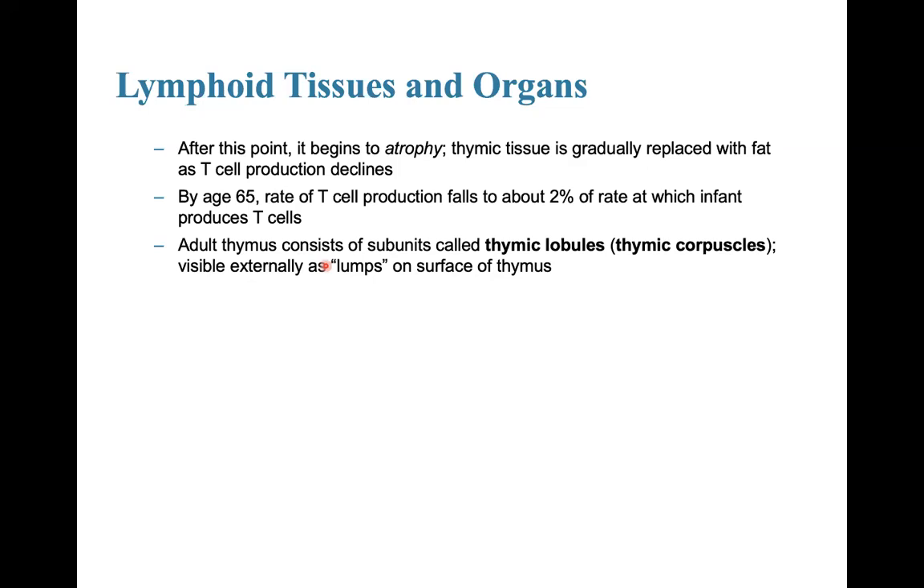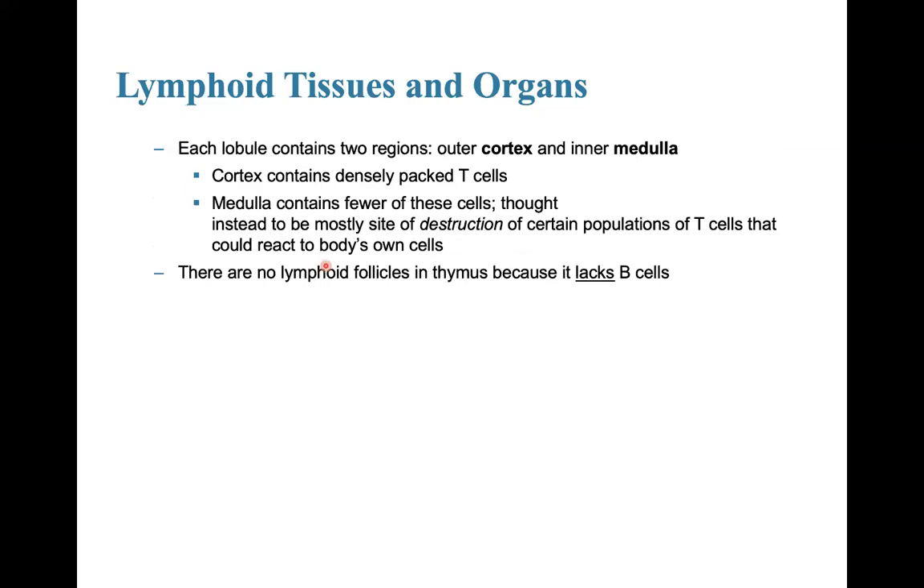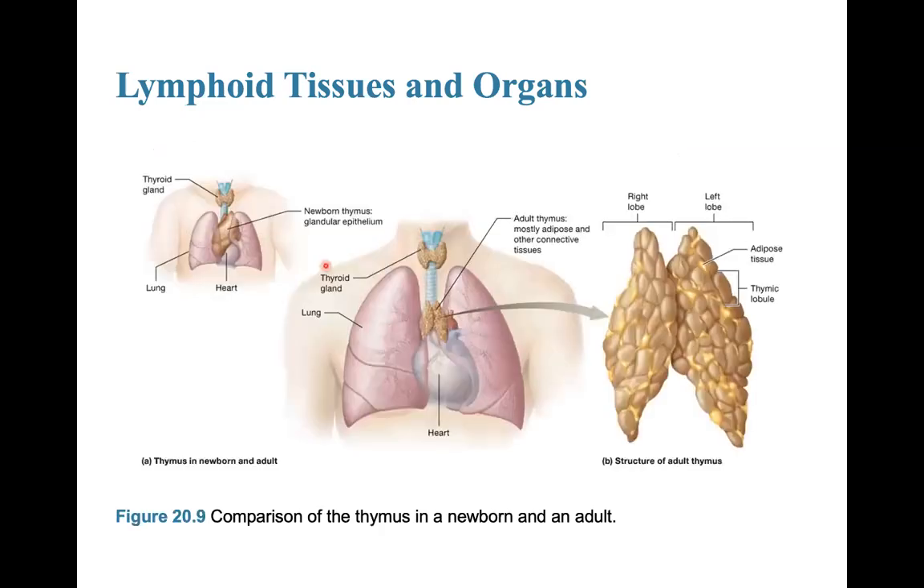The adult thymus consists of subunits called thymic lobules, which are visible externally as lumps on the surface of the thymus. Each lobule contains two regions, again a cortex and a medulla. The cortex contains densely packed T cells. The medulla contains fewer of these cells, thought instead to be mostly the site of destruction of certain populations of T cells that could react to the body's own cells. There are no lymph follicles in the thymus because they lack B cells.